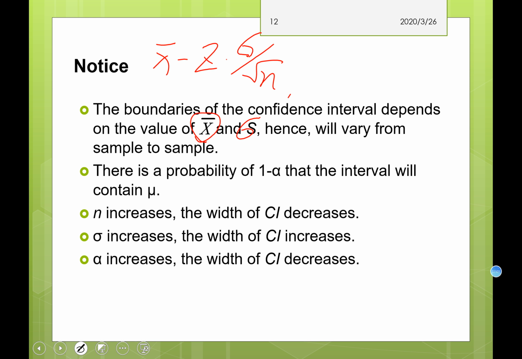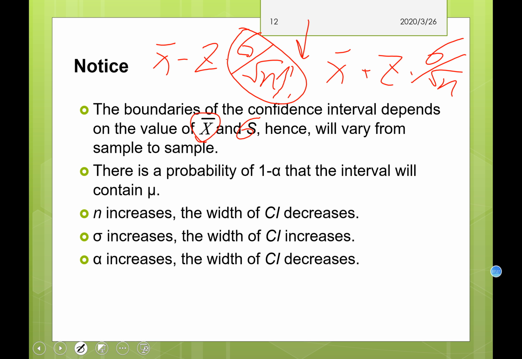This is the lower bound. This is the upper bound. So we find that when n increases, sigma over square root n should decrease. So this number should decrease, and x bar minus this decreased number should increase.